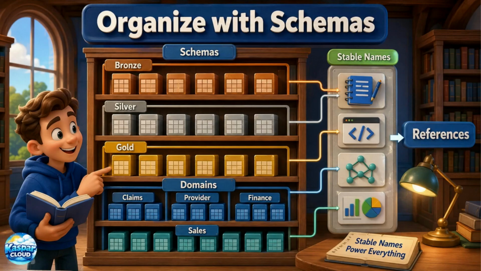Lakehouse schemas help organize tables into logical groups. Instead of keeping every table in a flat list, schemas can group tables by layer, domain, or business function, such as bronze, silver, gold, claims, provider, finance, sales, or operations. Schema-enabled lakehouses include a default dbo schema, and engineers can create additional schemas for better organization.